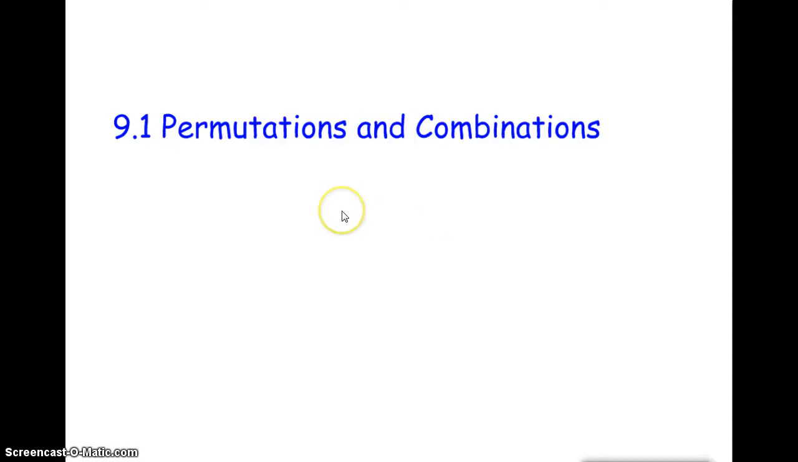Hello, Algebra 2. We are going to get started with our last unit, Unit 9. Permutations and Combinations is our first day. Go ahead and label your paper.